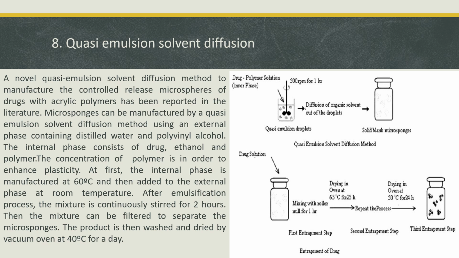At first, the internal phase is manufactured at 60 degrees centigrade and then added to the external phase at room temperature. After the emulsification process, the mixture is continuously stirred for 2 hours. Then the mixture can be filtered to separate the microsponges. The product is then washed and dried by vacuum oven at 40 degrees centigrade for a day.